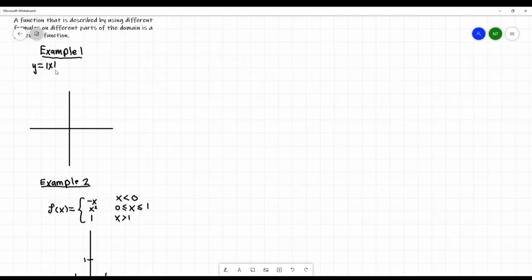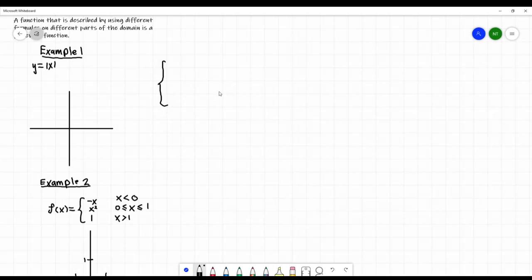absolute value of x. This function can be expressed as a piecewise function. So let us do that. How can we express that as a piecewise function? The function is positive when x is greater than or equal to 0, and the function is also positive if x is less than or equal to 0.